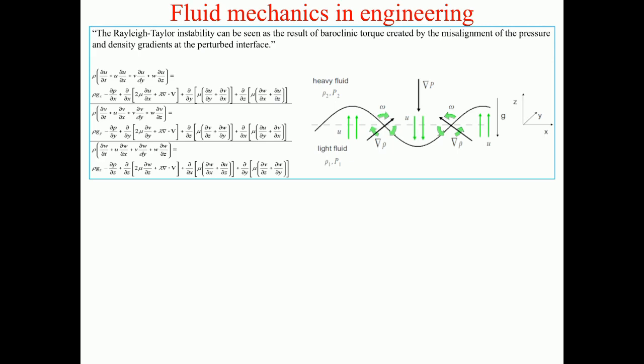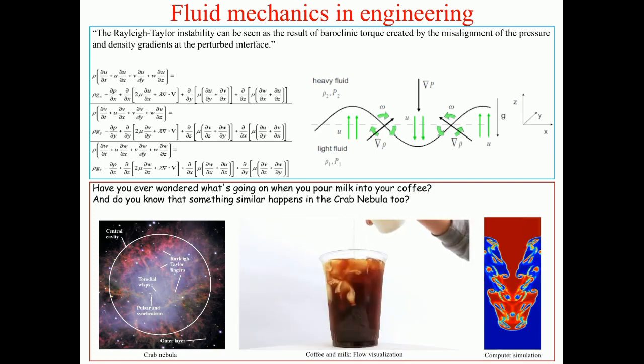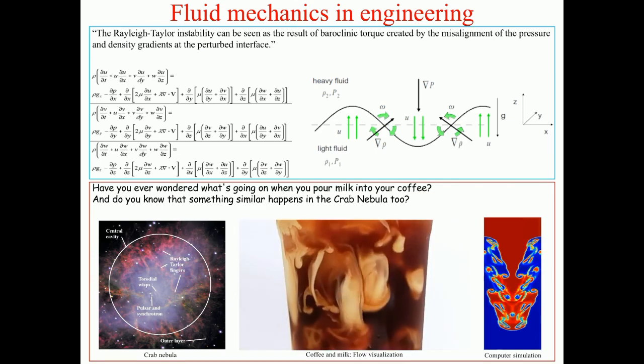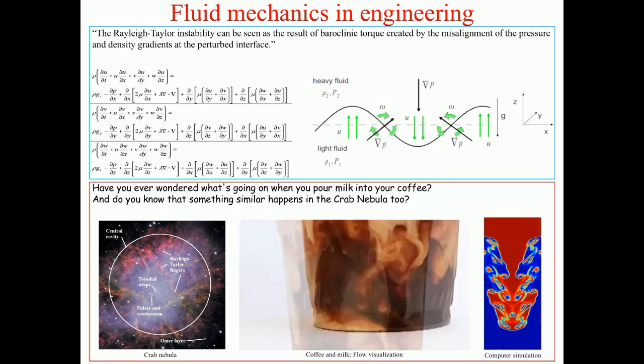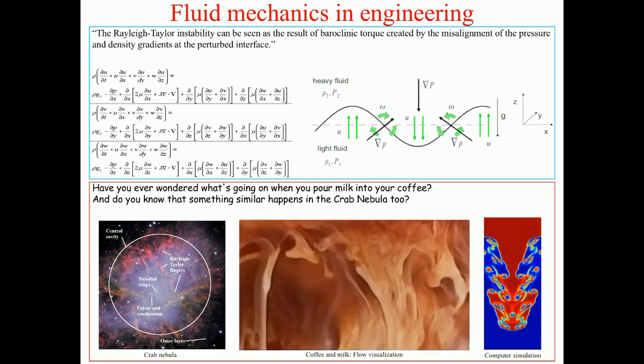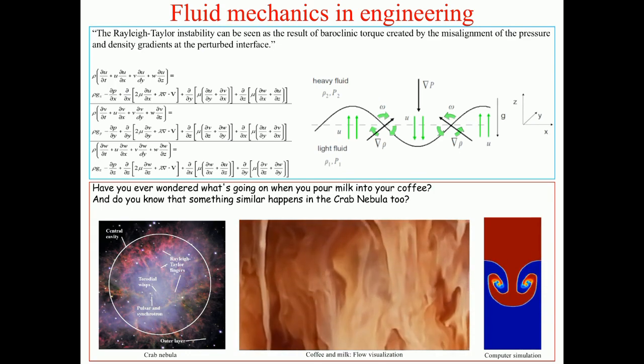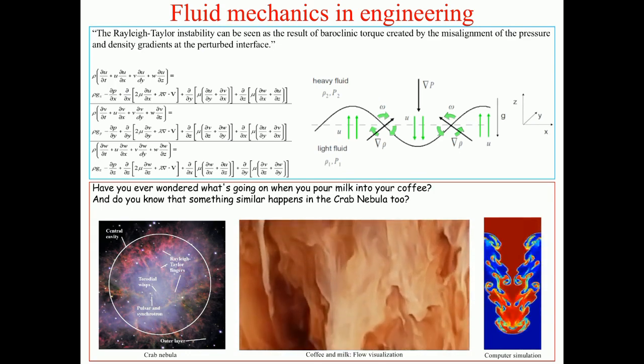And I can go there and write all these equations, and you will leave this room after approximately 1 minute. But instead of doing this, I would prefer to let you know that the Rayleigh-Taylor instability, just as an example, is the mixing between two fluids. It is something that happens every day, for example, in the Crab Nebula. It also happens when you pour milk into your coffee. And it's also something that you can have on your laptop right now by doing some very simple numerical simulations.